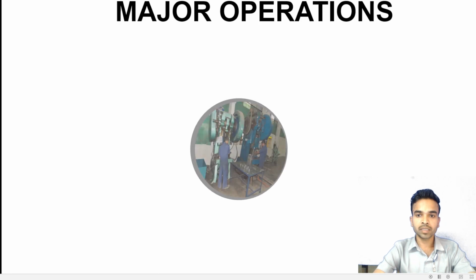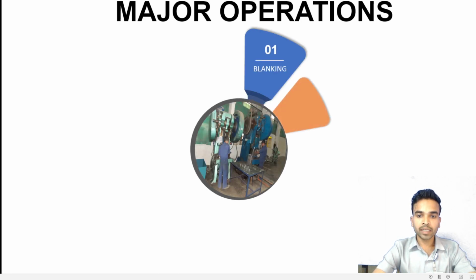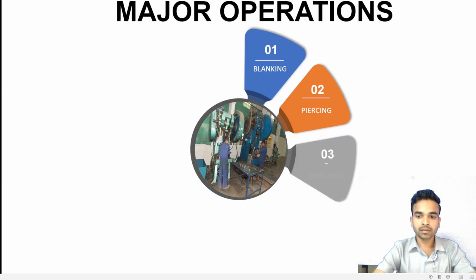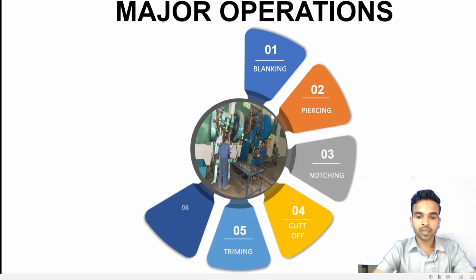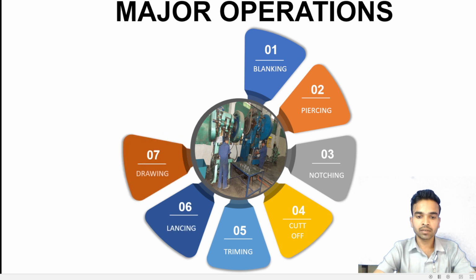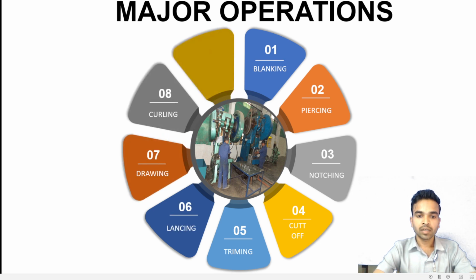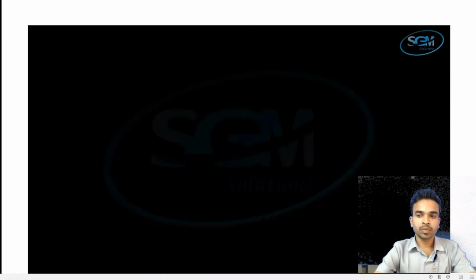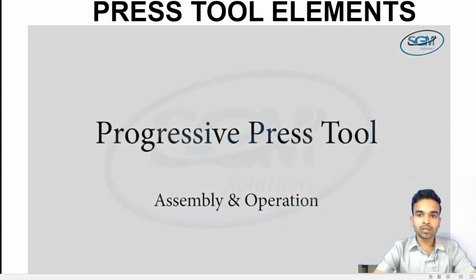Major operation: blanking, piercing, notching, cut off, trimming, lancing, drawing and curling operation. Here is the video of press tool, how it works.